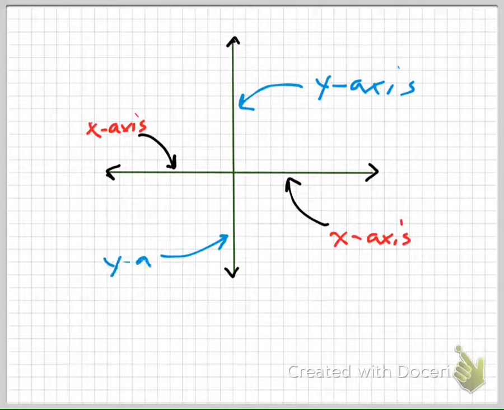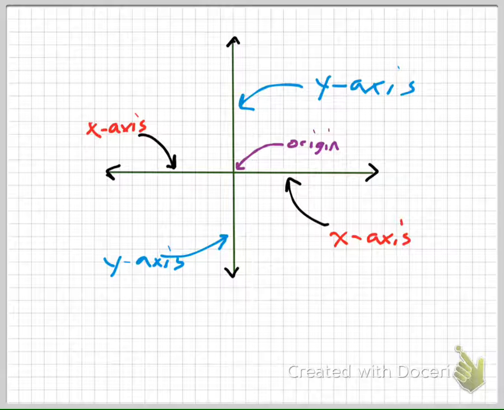That's the y-axis. Okay. The place where they both meet, right there, that is actually called the origin. The coordinates of the origin are 0, 0. We'll come back to that in a second. But the coordinates of the origin are 0, 0.